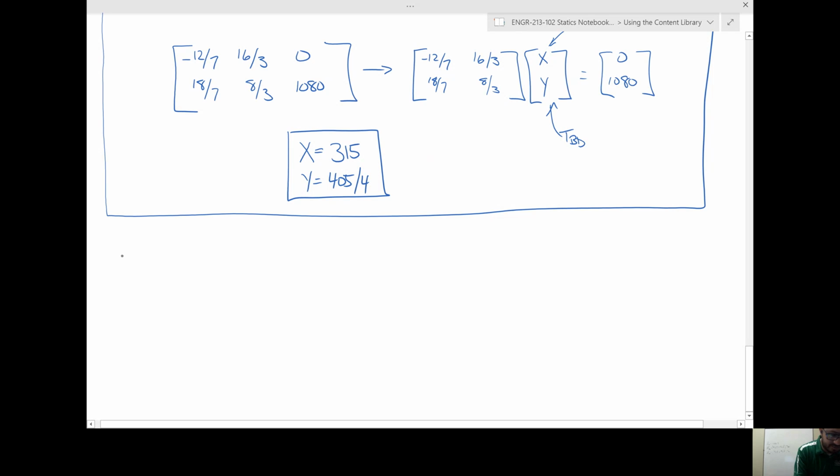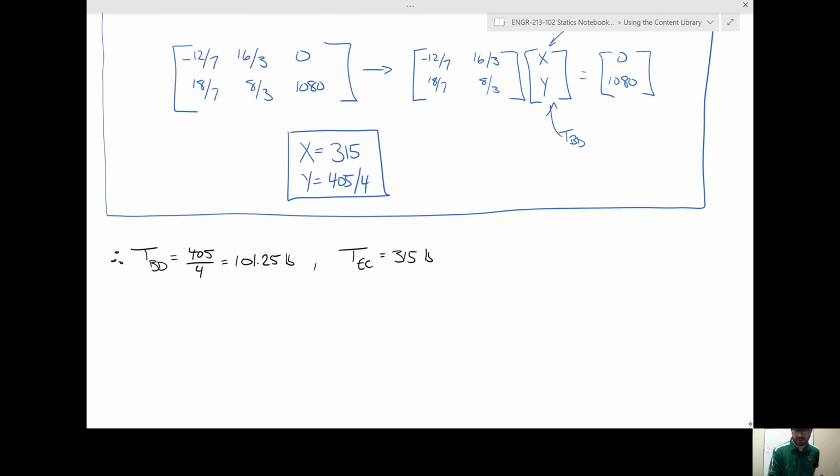Okay. So therefore, the tension in BD, in this case was Y, was 405 over 4. Or if you want to write that, you can say it's 101.25 pounds. And then the tension in EC is 315 pounds. Now, if all you were trying to do was find the tension, done.